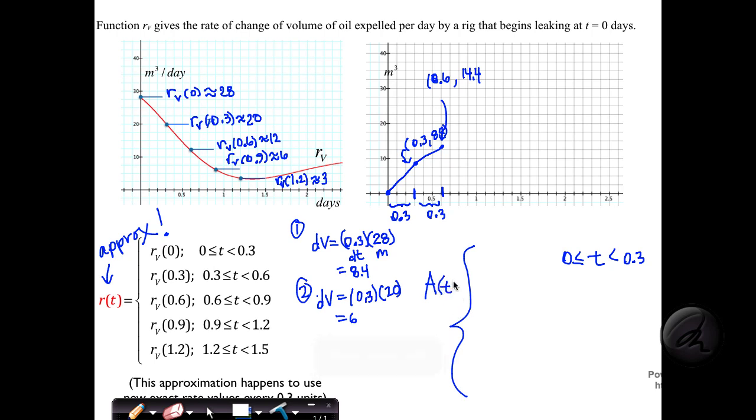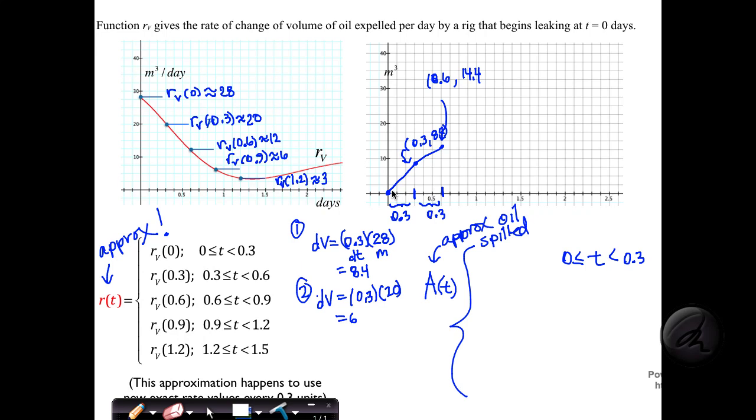A of t, but this is our accumulated approximate oil spilled, so in total since time 0. But this equation here, I know the rate. I need a y initial plus mdx. Well, we're starting from 0.